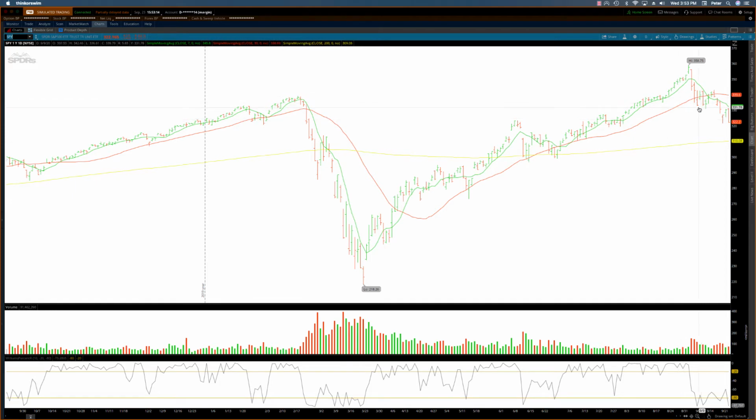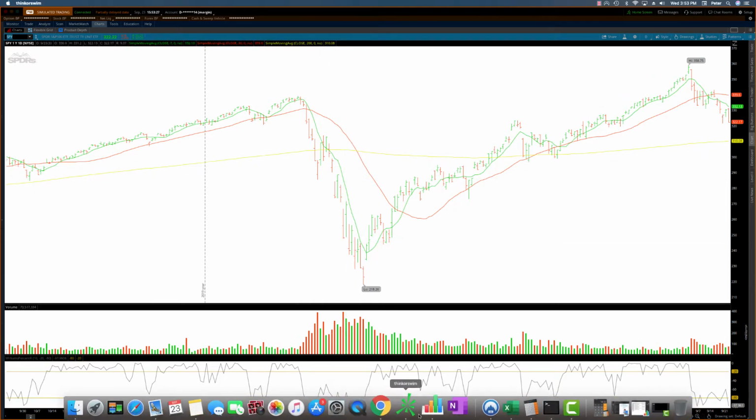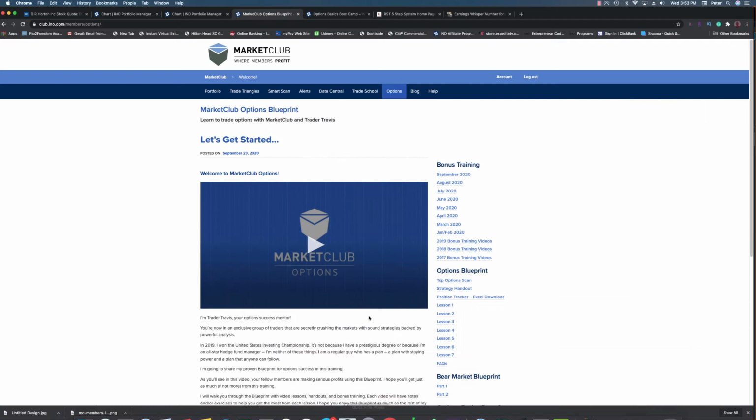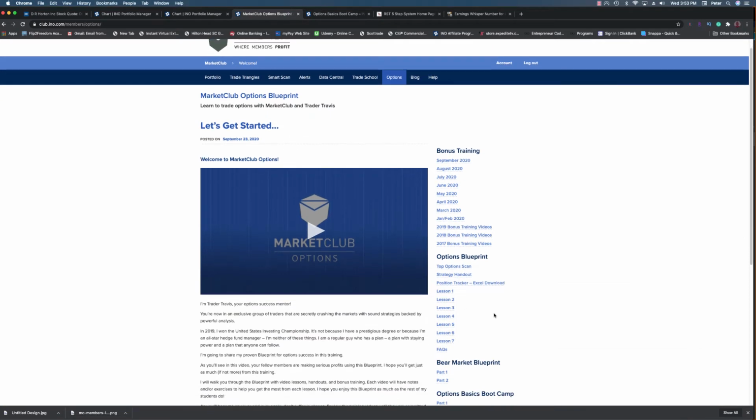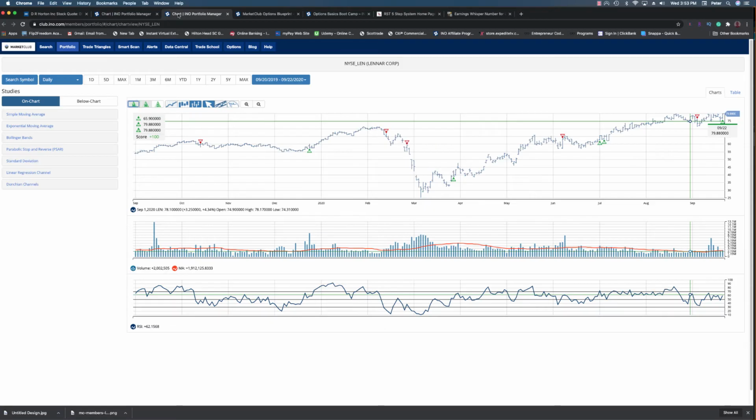Always trade in the general direction of the market. The reason for that is 75% of all stocks will follow the general market, which makes sense, seeing that the general market is made up of those stocks, right? But there is a strategy we call the power stock strategy.